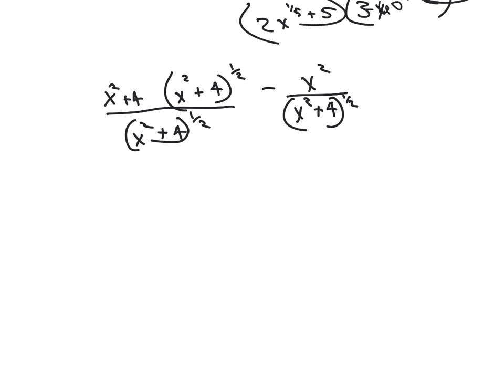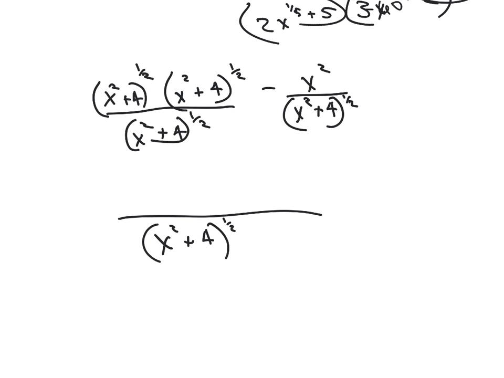Okay, so that is the first step. Now we have common denominators. So we can write this whole thing over 1 fraction of x squared plus 4 to the 1/2 power. So let's put x squared plus 4 to the 1/2 times x squared plus 4 to the 1/2 minus x squared. So now what we need to do is figure out how to simplify this stuff up here.